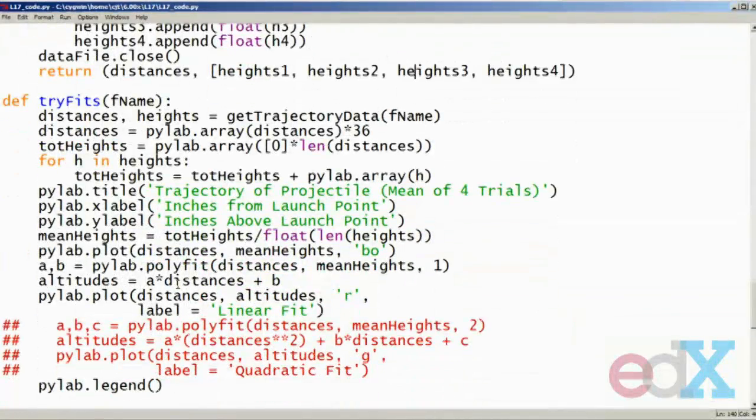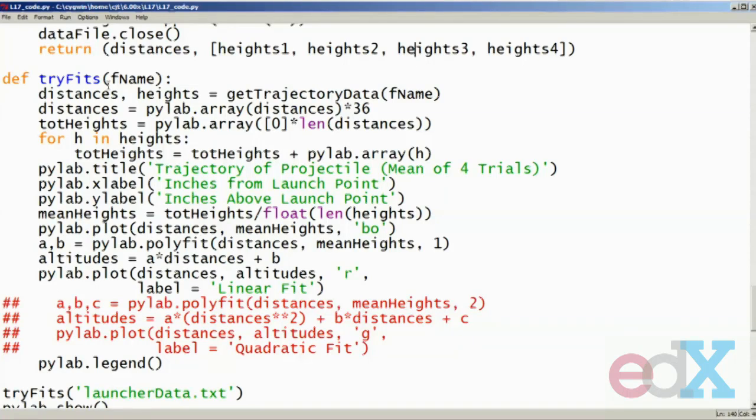To actually do the curve fitting, here we have tri-fits, which is very much like the routines we've written before. We're converting the distances, which were in yards, into feet, and then we're going to process the 4 measurements from each of the experiments into one average measurement for the height at that distance. With that in place, we can plot the actual observations, again as blue circles. That's what that little BO means there as the argument to plot.